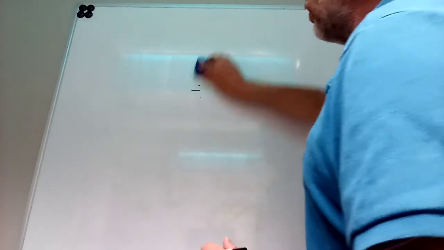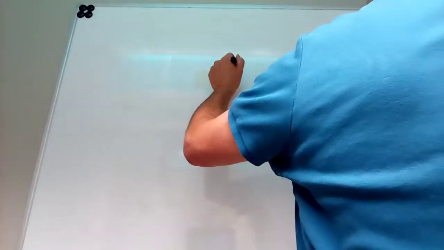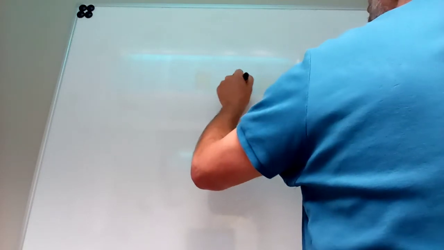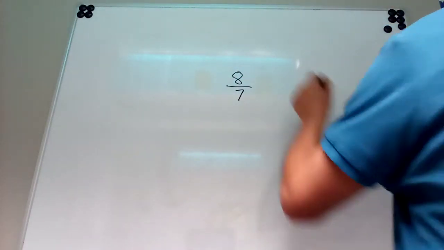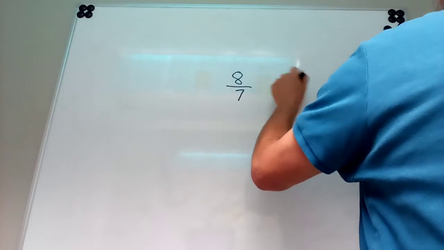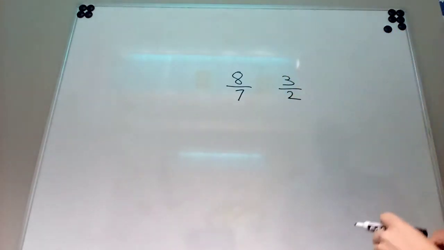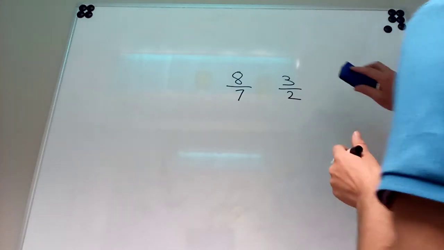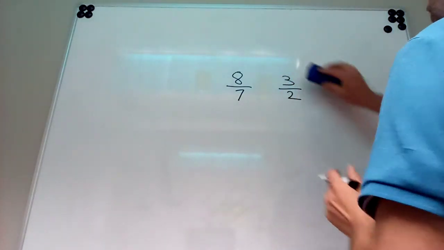So today we're going to deal with improper fractions, which means that the numerator is larger than the denominator. If the numerator, the top number, is bigger than the bottom number, that's considered an improper fraction. Okay, so we're going to talk about what that means today and how we can switch those around.